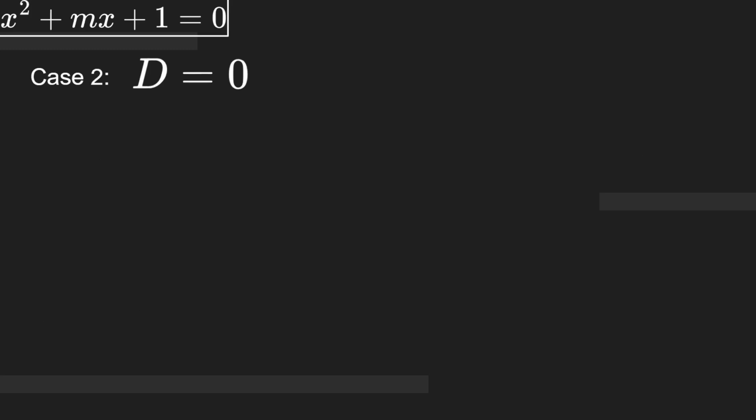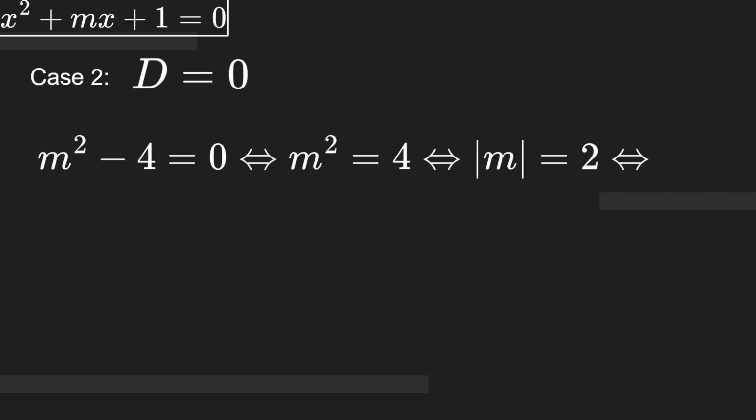Case 2. D equals 0. In that case, we must have m squared minus 4 equal to 0, which gives us m squared equal to 4, and thus absolute value of m equal to 2. Therefore, m equals 2, or m is equal to negative 2.